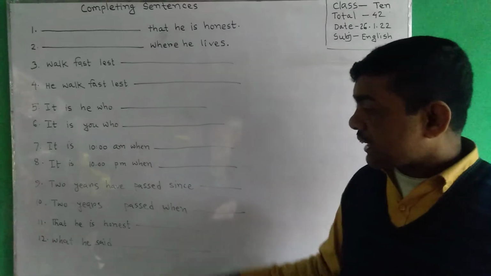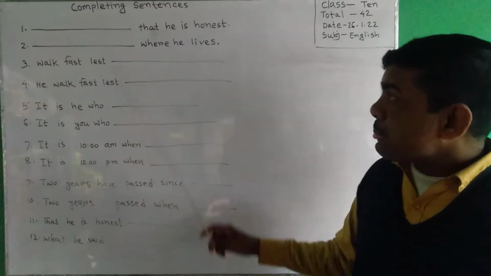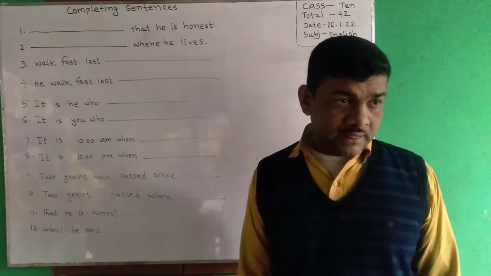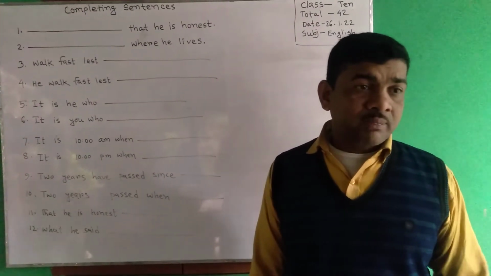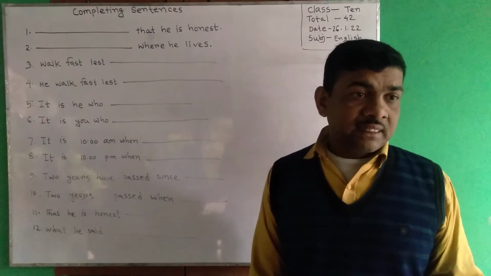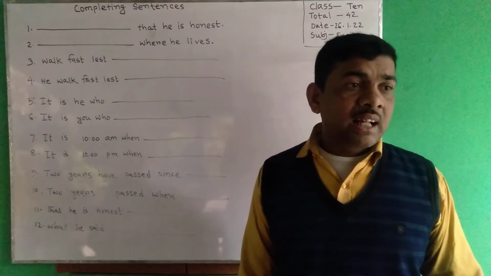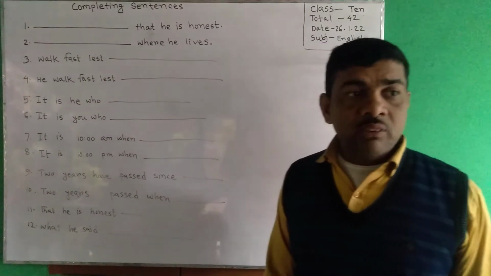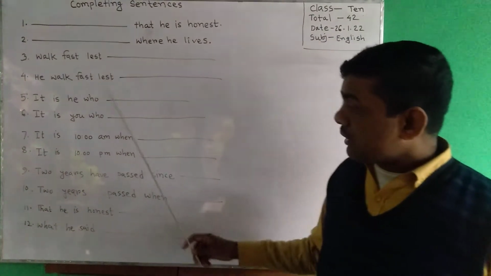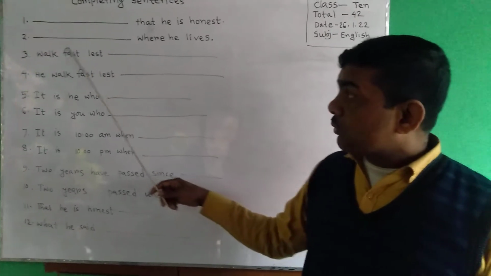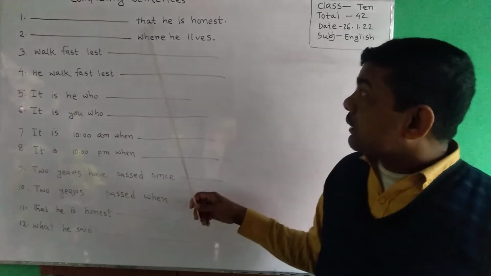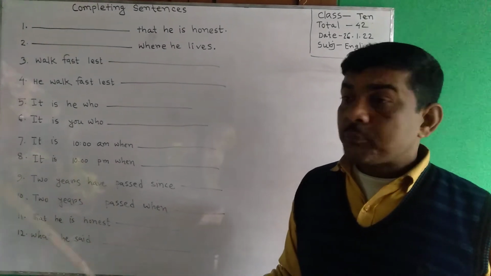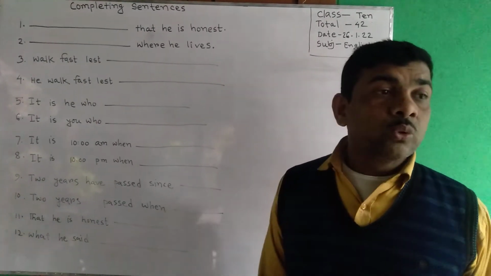There are 12 sentences, and before doing this, you have to know what is completing of sentences. There are two pronunciations of sentences. One is sentences according to American pronunciation, and the other is sentence, it is British pronunciation. You can say any one of these. Now we are going to complete these sentences. There are 12 sentences, but you have to apply only 6 rules.